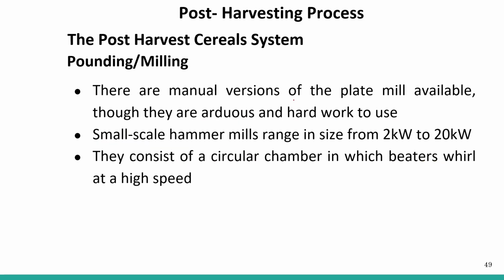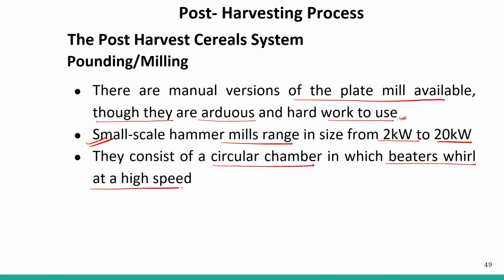There are manual versions of the plate mills available, though they are arduous and hard work to use. Small scale hammer mills range in size from 2 kilowatt to 20 kilowatt. So we have small scale hammer mills also, and they consist of a circular chamber in which the beaters whirl at a high speed.